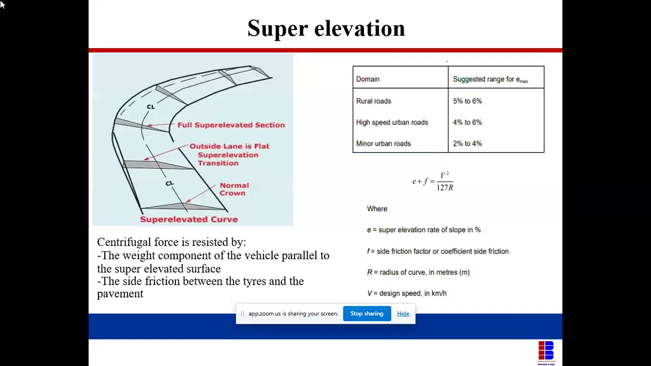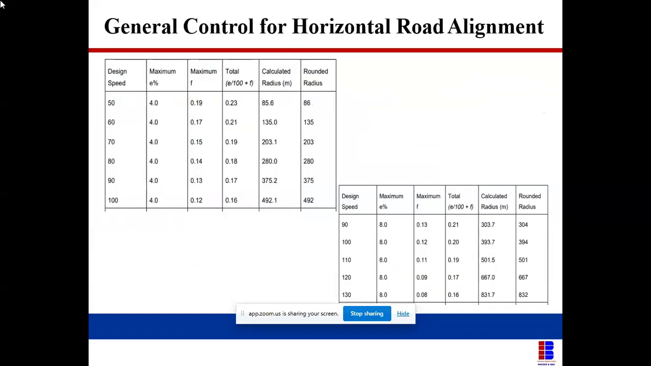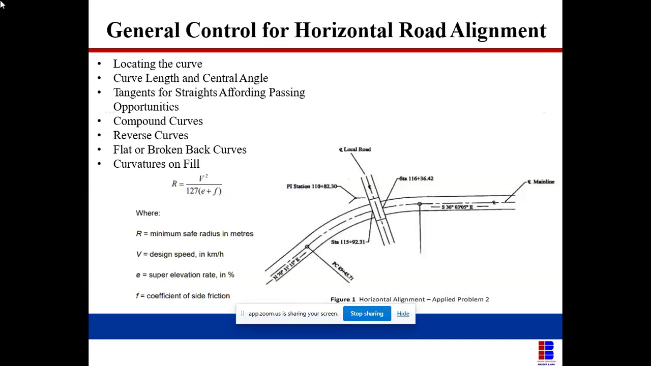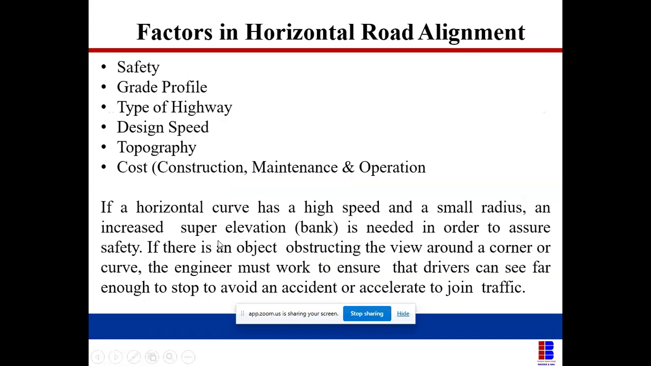Please, sir, that table that you just gave an illustration of, this maximum F, what is F? F is the coefficient of side friction. E is for elevation, V is design speed, then R is the minimum radius in meters. So this is the formula.